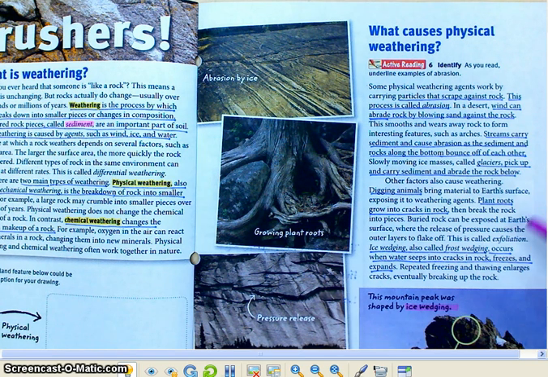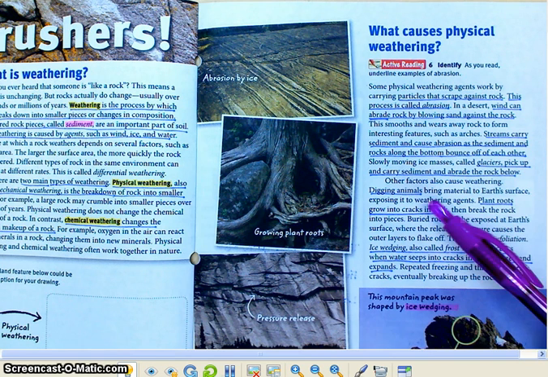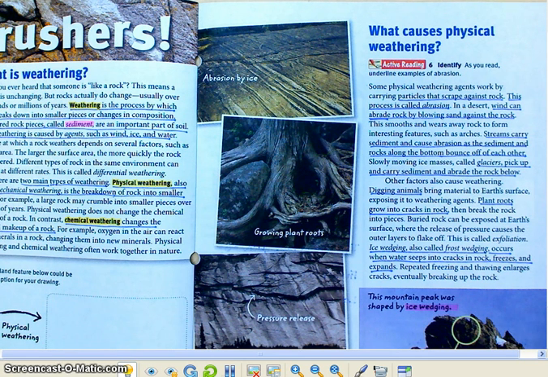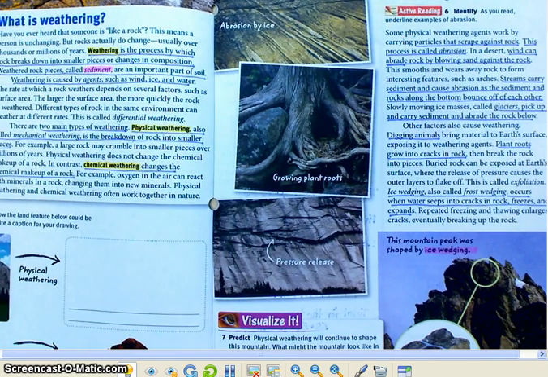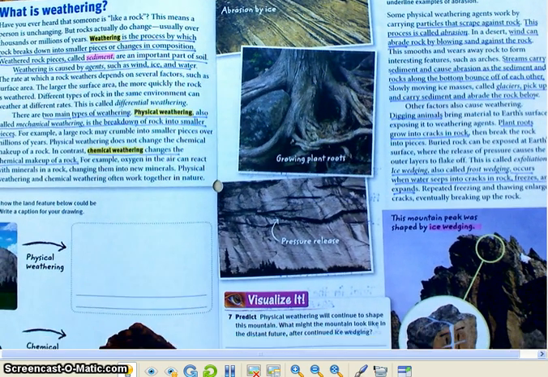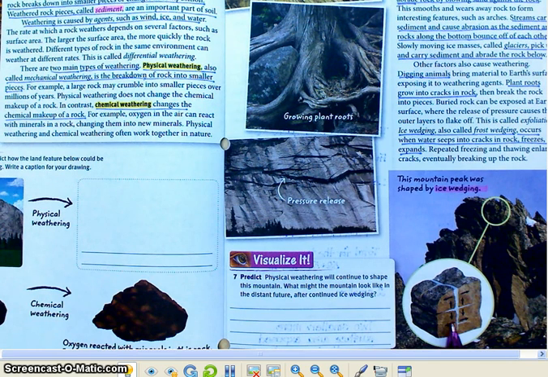Other things can cause physical weathering. Digging animals can break up rocks into smaller pieces. Plant roots can get into cracks within rocks and cause the cracks to grow and eventually the rocks to break. And we also have ice wedging or frost wedging. This is when water seeps into cracks within rocks, and when water freezes, it expands, which puts pressure on the rocks, and it winds up cracking them and breaking them over time. And that's what is shown down here as an example.